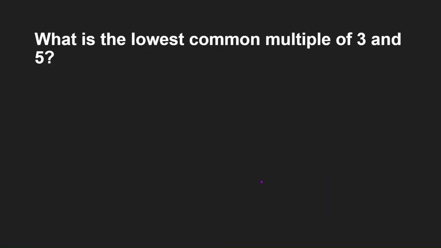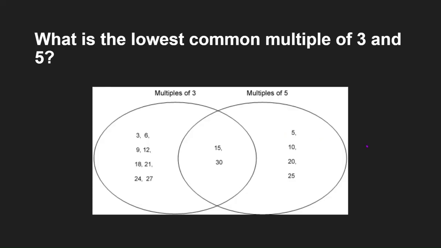So what is the lowest common multiple of 3 and 5? So we did these multiples before. We found the common ones. What's the lowest common multiple between these? Take a second and write down your answer. Okay, so we found this before. I'm going to throw the Venn diagram back up on there. These are the common multiples we found, and 15 is the lowest common multiple, right? It is the lowest one between 3 and 5.